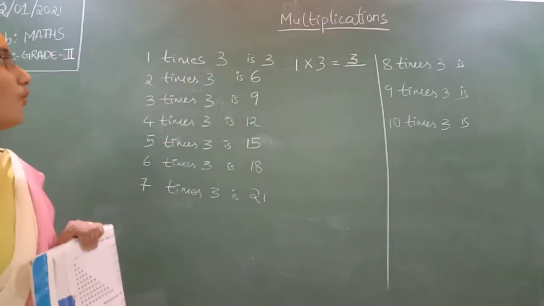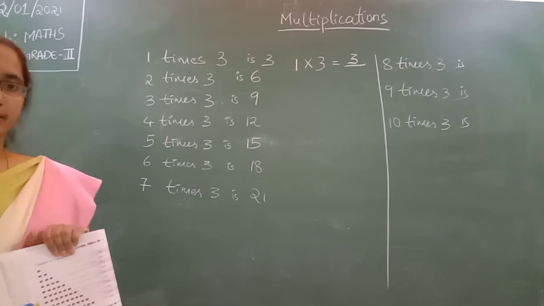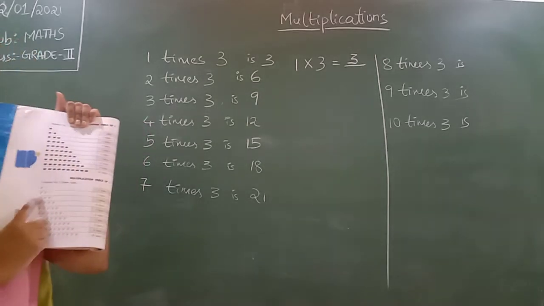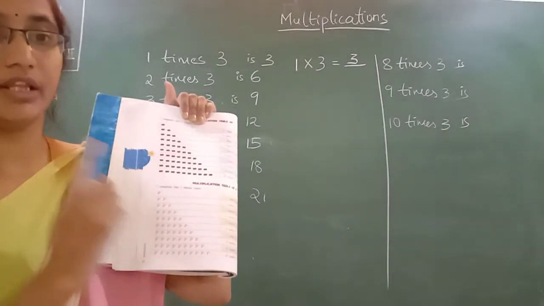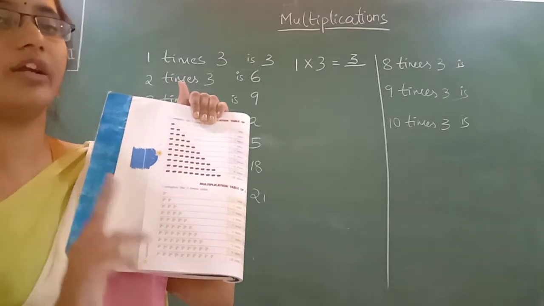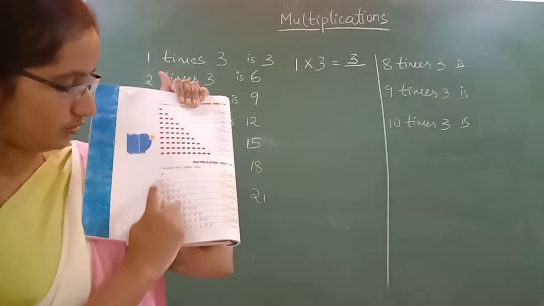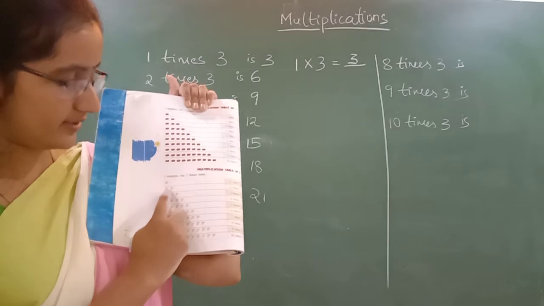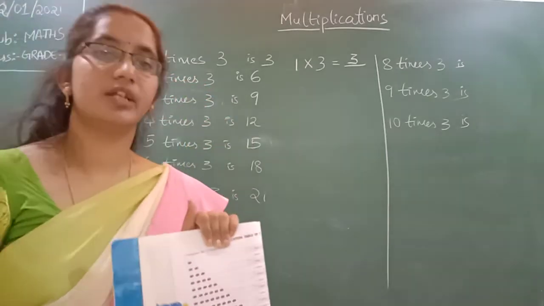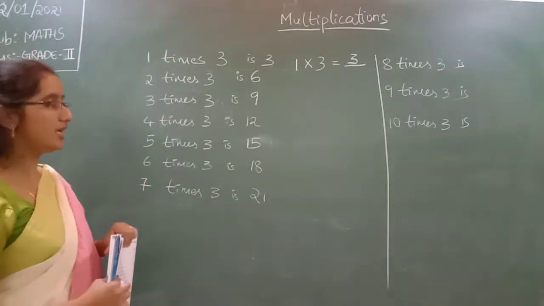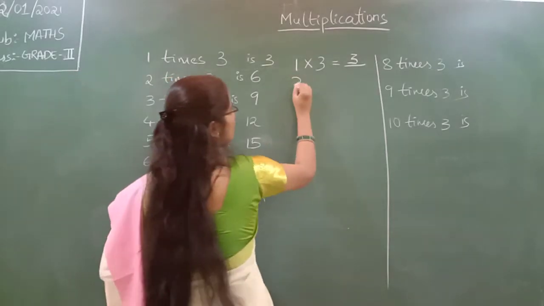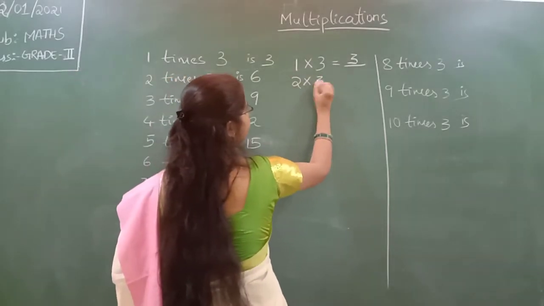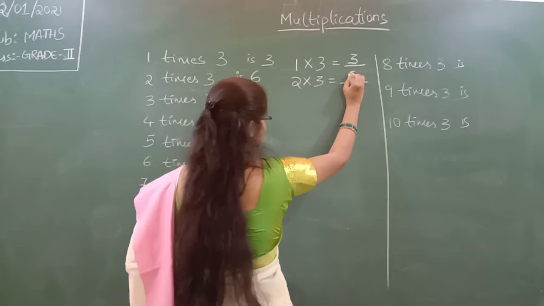Next, 2 times 3 is 6. Here, how many balloons are there? 3 balloons in one group. So that is 2 groups. 1, 2, 3, 4, 5, 6. 6 balloons are there. That is 2 times 3 is 6. That is 2 into 3 equal to 6.